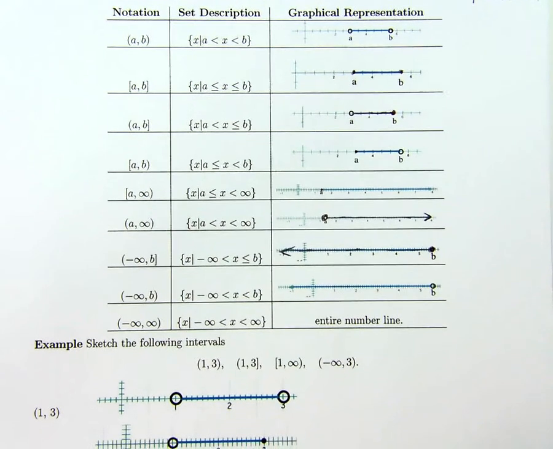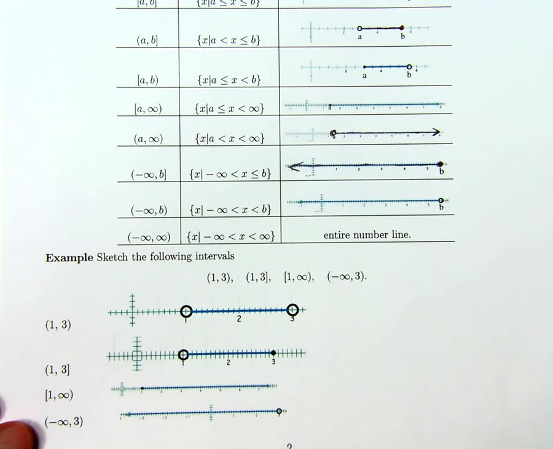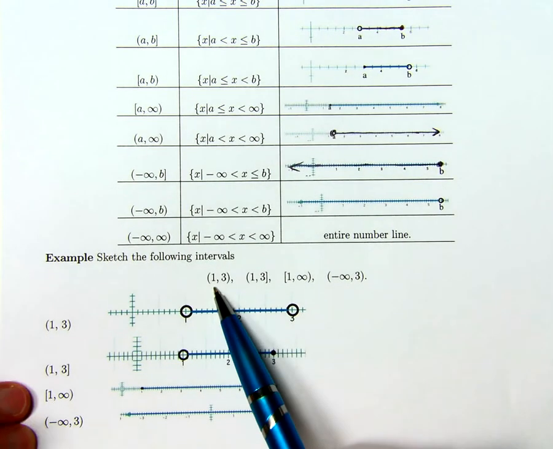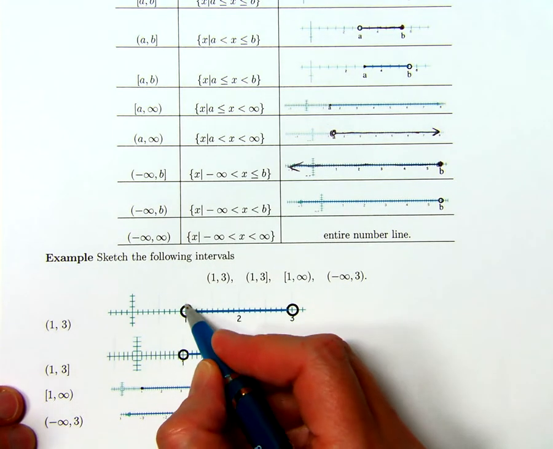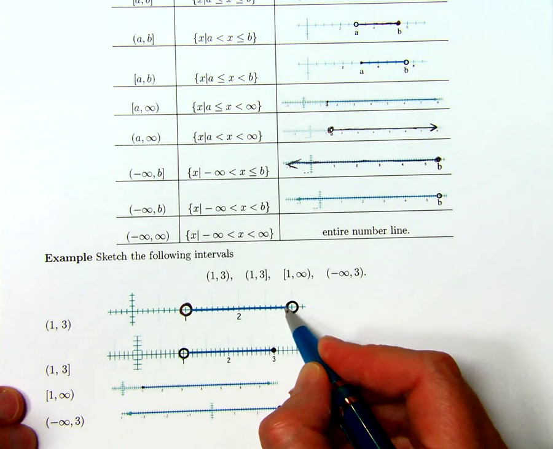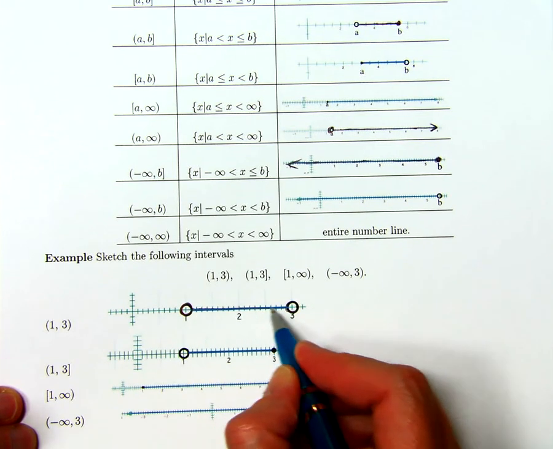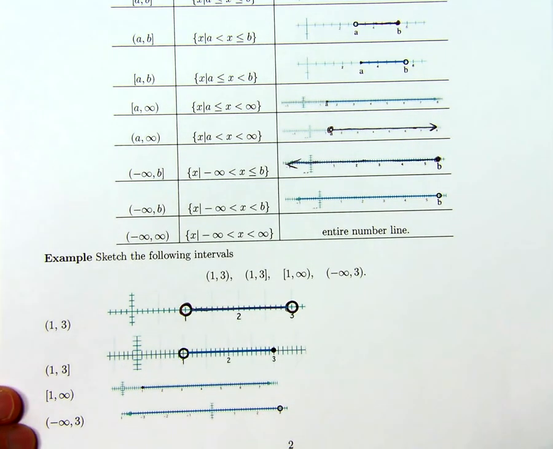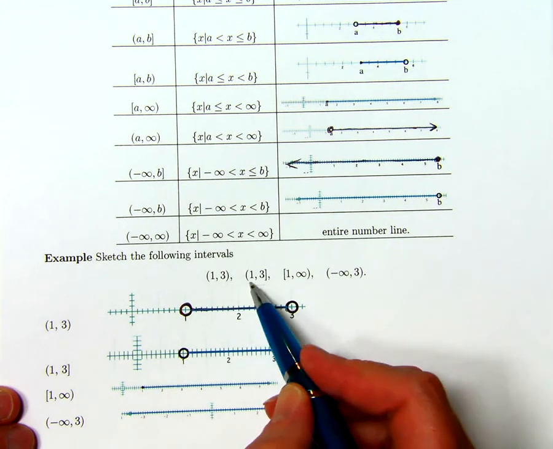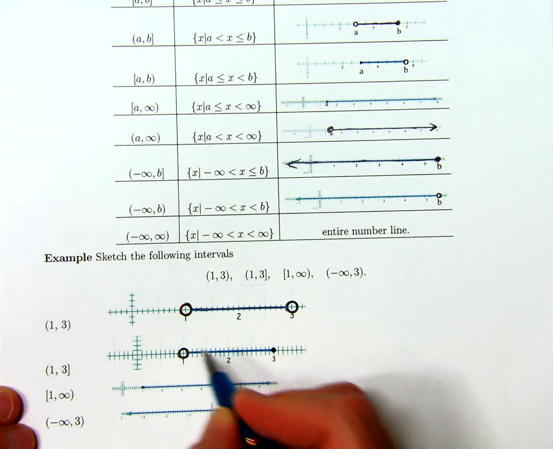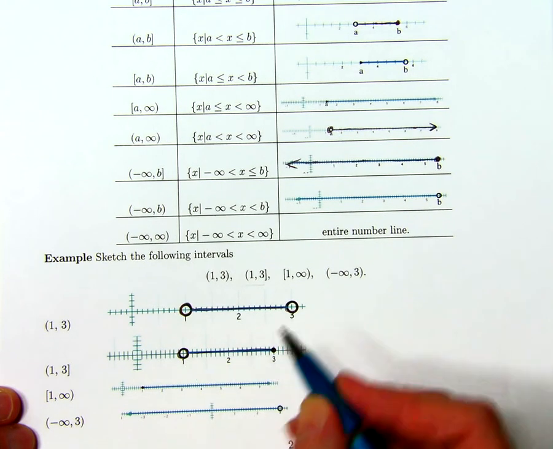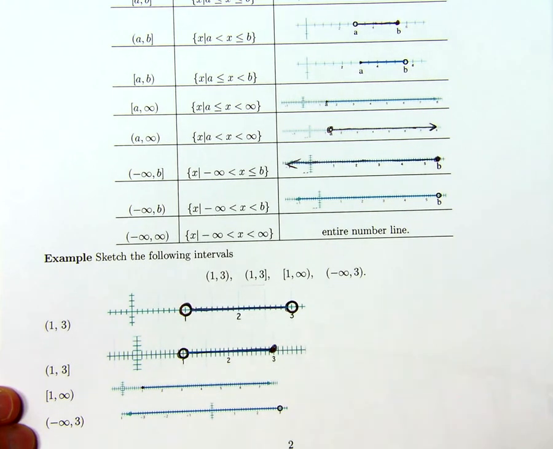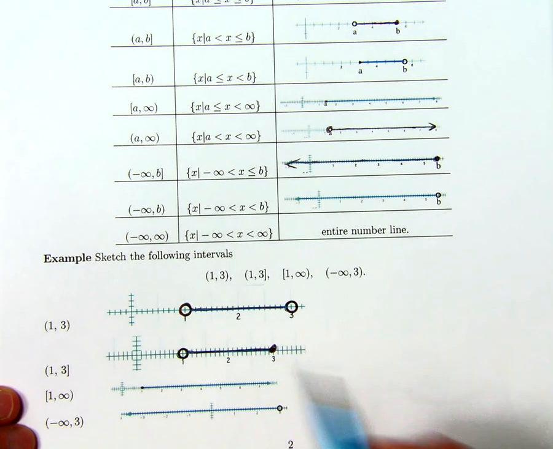Here we have some examples. If you were asked to sketch the interval from 1 to 3, not including 1 or 3, then your sketch would look like this. You have a hollow point at 1, hollow point at 3, and you're including everything in between. And this set from 1 to 3, not including 1 but including 3, looks like this. We don't include 1, so we put a hollow circle at 1 and a solid dot at 3 to indicate that that's in the set, and then we include everything in between.